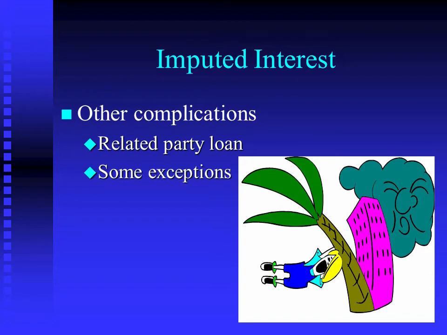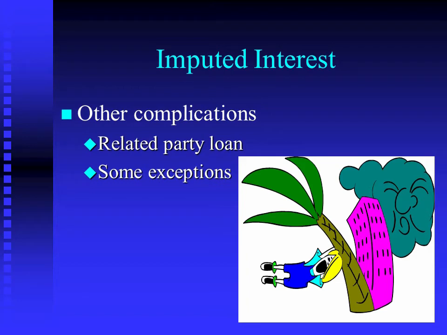Imputed interest has a couple more rules that we're not going to formally discuss. Related party loans just get really messy, and there are some exceptions. There's a $10,000 exception and a $100,000 exception, depending on who you're lending money to. Once again, I would suggest that you read that material in the book so that you don't have to come to class cold turkey late at night on a Thursday and read all that gobbledygook to figure out whether or not the loan met an exception.